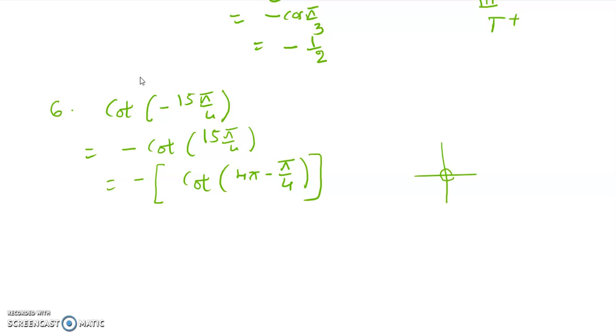4 pi means what? 2 pi is 1 complete rotation. Another 2 pi means 4 pi. It is 2 complete rotations. But minus pi by 4 is there, means angle is in the fourth quadrant. Minus sign. Then, what I can write here? Cot pi by 4. Because 4 pi is 2 complete rotations. After that I am left with an angle cot of minus pi by 4. That is fourth quadrant. Minus into minus plus. What is cot 45 degree? Cot 45, tan 45, they are all 1. So I get the answer of this as 1.